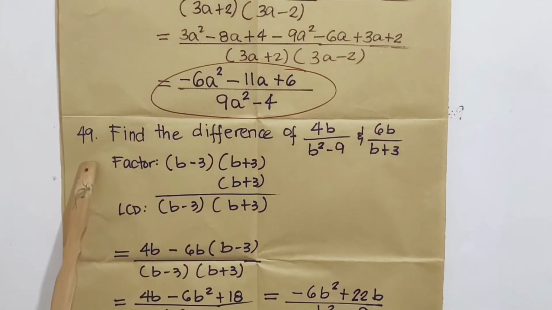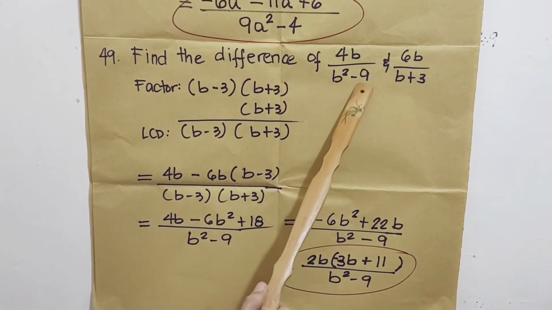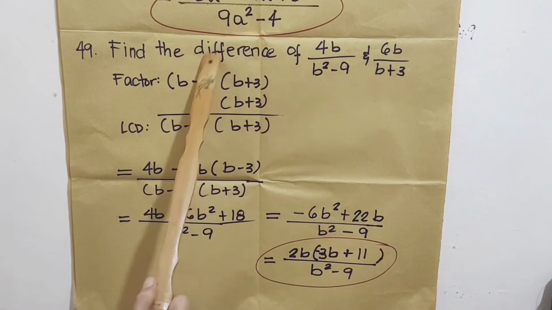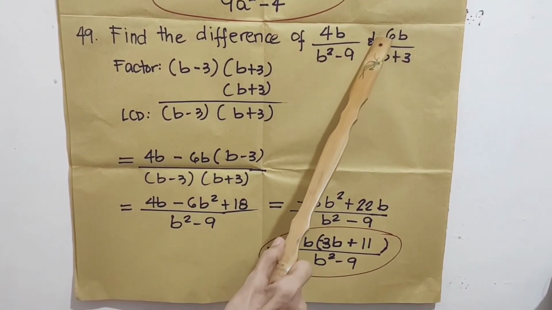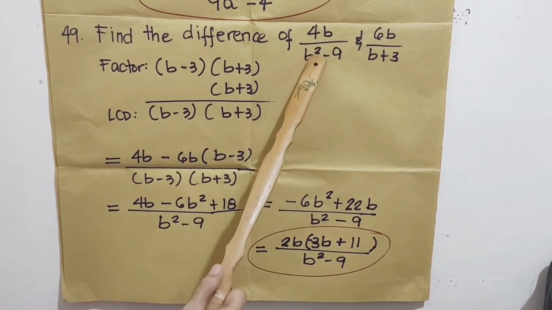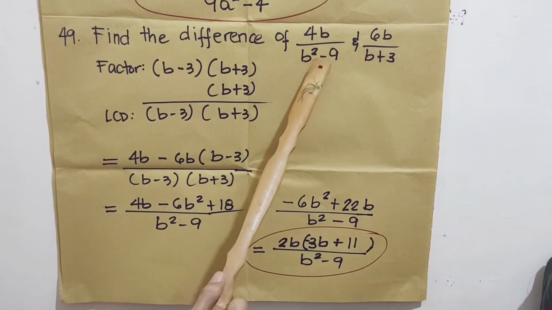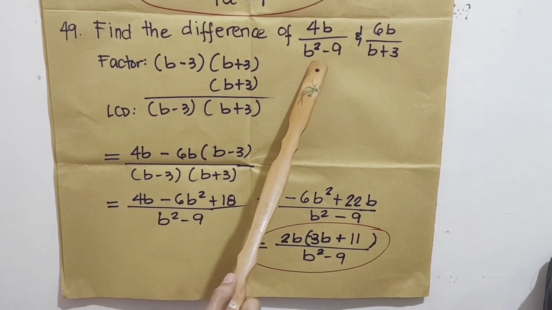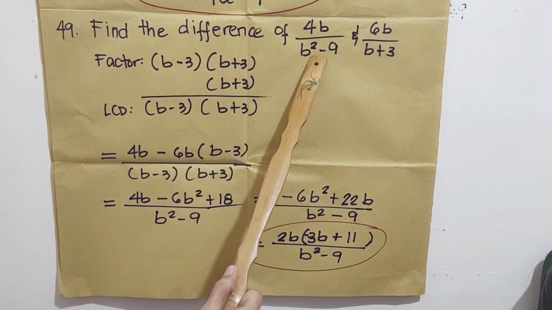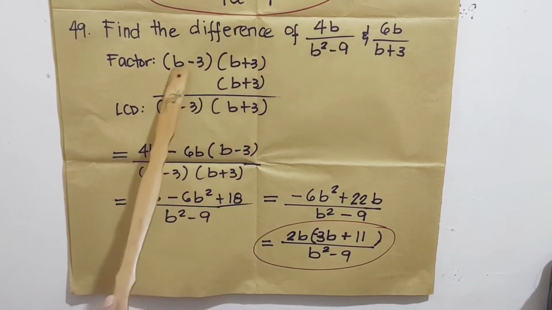The next, number 49. Find the difference of 4b over b squared minus 9 and 6b over b plus 3. Difference means subtraction, so we will change the symbol into subtraction here. But in our denominator, b squared minus 9 and b plus 3, this one is complicated, so what we're going to do is just find first the factor of this denominator. So the factor of this is b minus 3 times b plus 3.